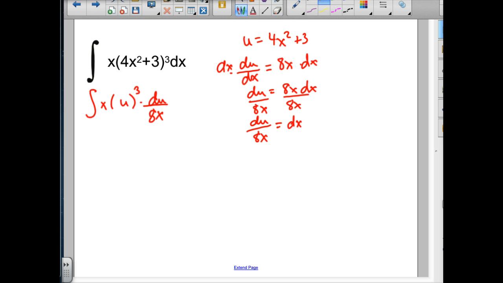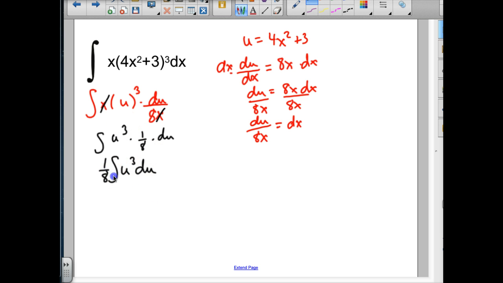Notice what cancels. The x cancels. That's good, because after this step, we better not have any x's left. But we do have this 8 here in the denominator. So technically we have u to the third times 1/8 times du. That 8's in the denominator. Constants can go out in front when you integrate. So before I integrate, pull out all constants that are multiplied or divided.